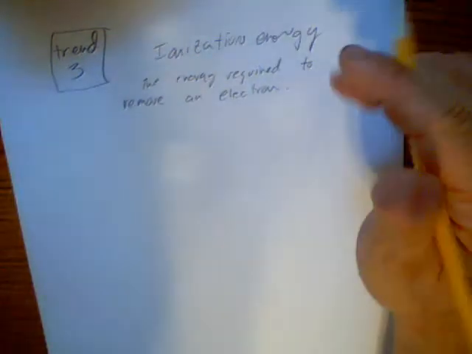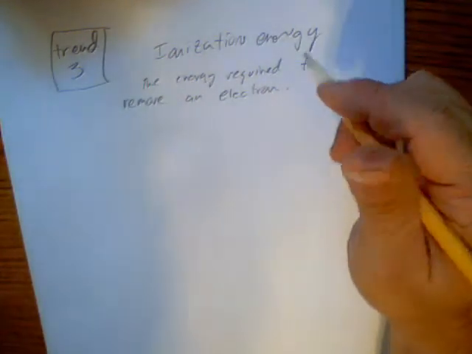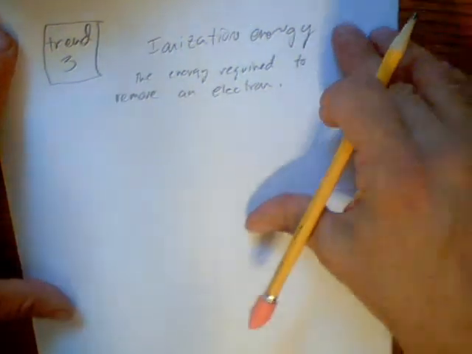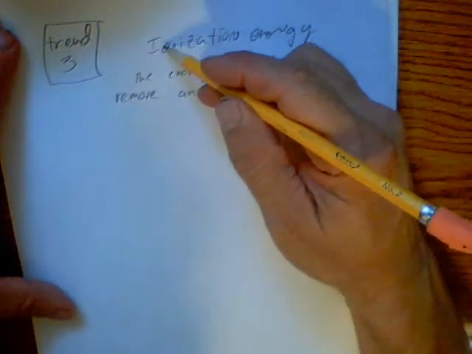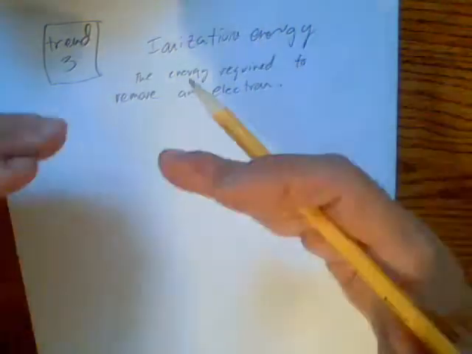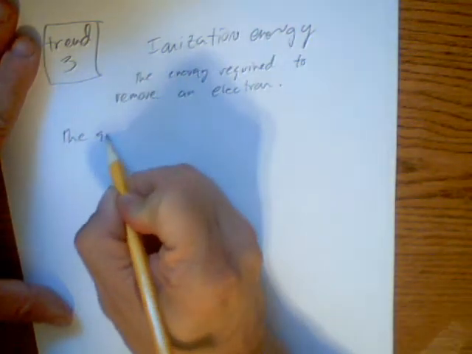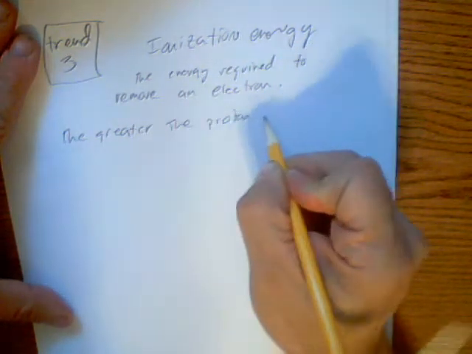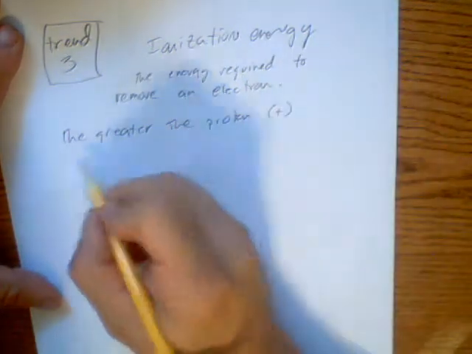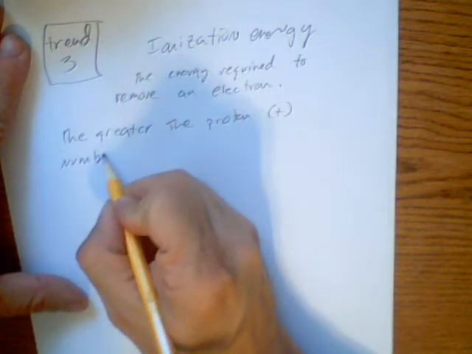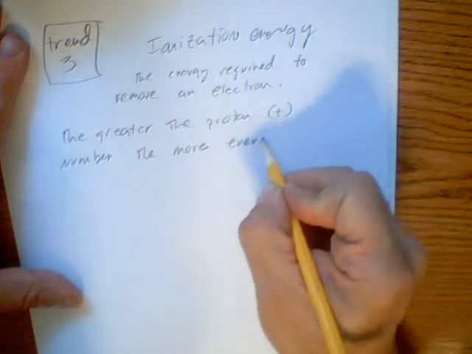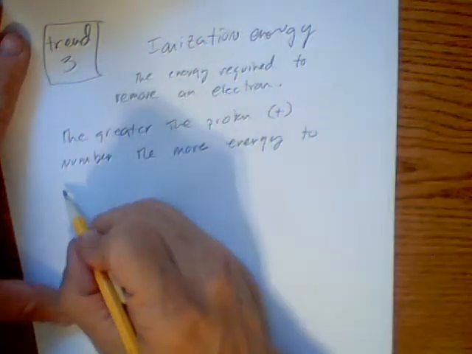So as we saw before, the electron affinity was the amount of energy released when an electron is given up, and here it's the amount of energy required to remove an electron. So there's a slight difference. And remember, making an ion is ionization. And remember, an ion is just an element that's gained or lost electrons. So the greater the proton number, and those are positive, the greater the proton number, the more energy to remove an electron.